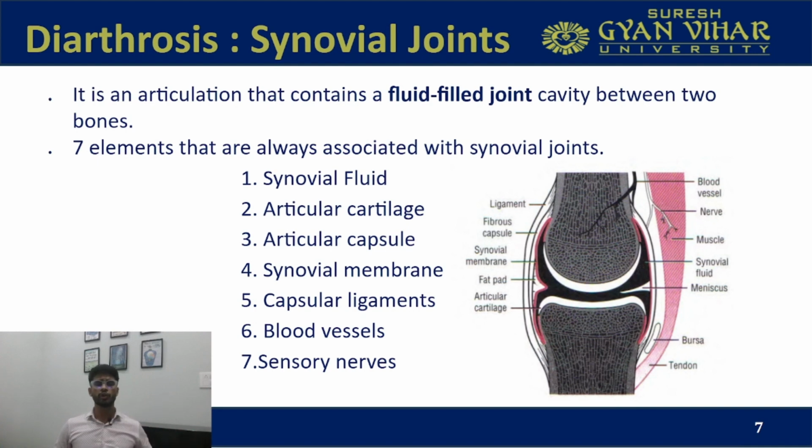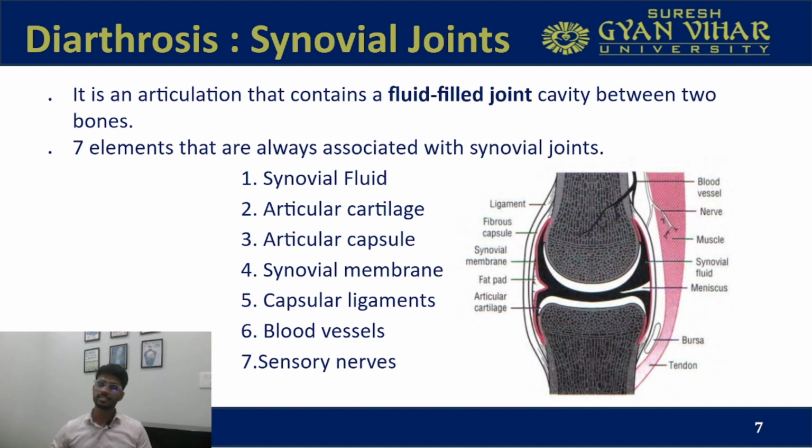Any synovial joint you take, these 7 things will be present there for sure. So these are the 7 peculiar things that are available in synovial joints. Let's look at them one by one. First of all, there is synovial fluid. It is a synovial joint; the name itself is derived from this synovial fluid. The most peculiar feature is that in these types of joints, synovial fluid is present.